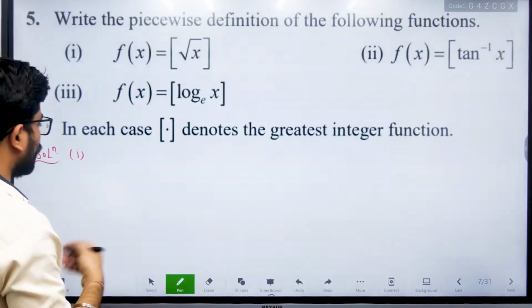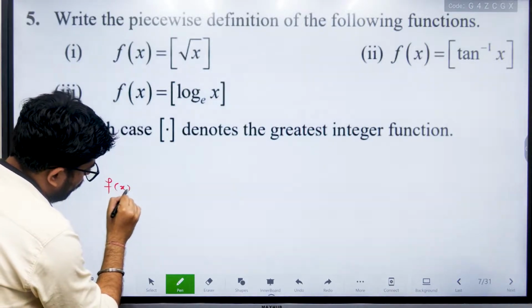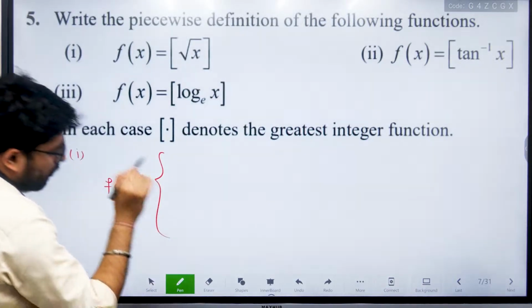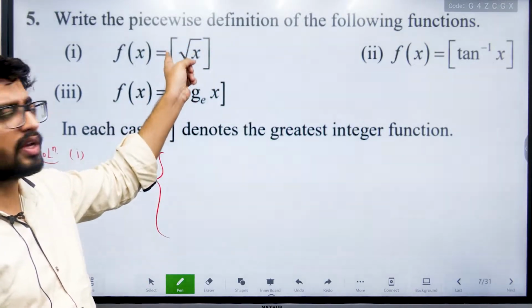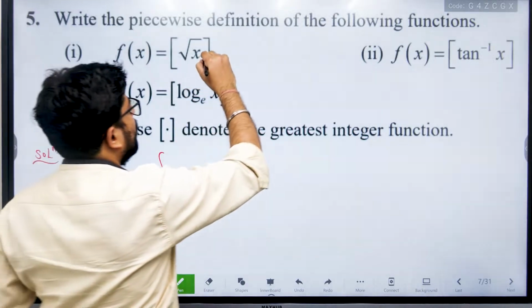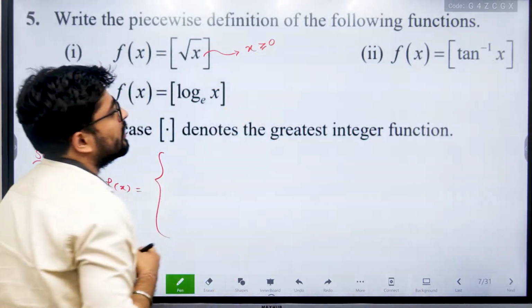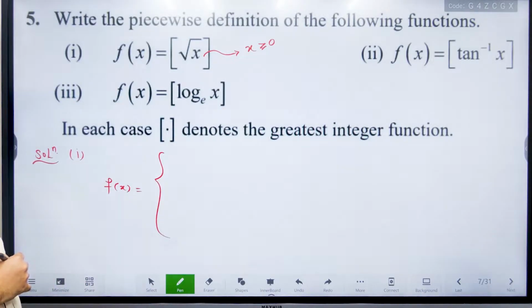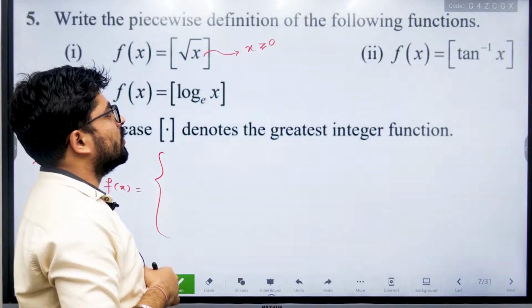Okay, so for root x, f(x) is what? You already know that x must be what? Because we have x under the root sign, x must be greater than or equal to 0. Yes, x must be greater than or equal to 0. Then you can define your root.